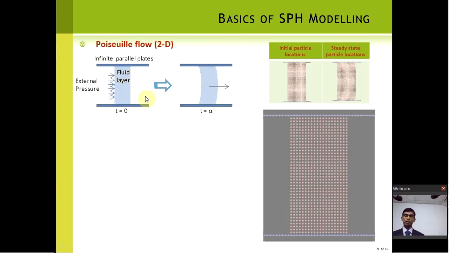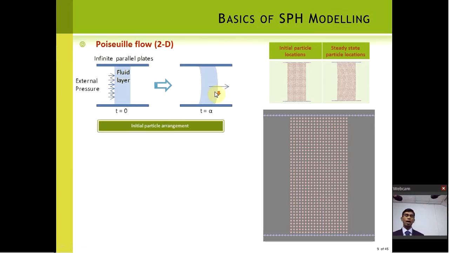This is a common standard problem, Poiseuille flow. What is that? In two dimensions, we can apply a pressure on a fluid layer, like a stream. In steady state condition, it creates a parabolic profile, and it flows. In order to model this fluid, we can use SPH, smooth particle hydrodynamics.